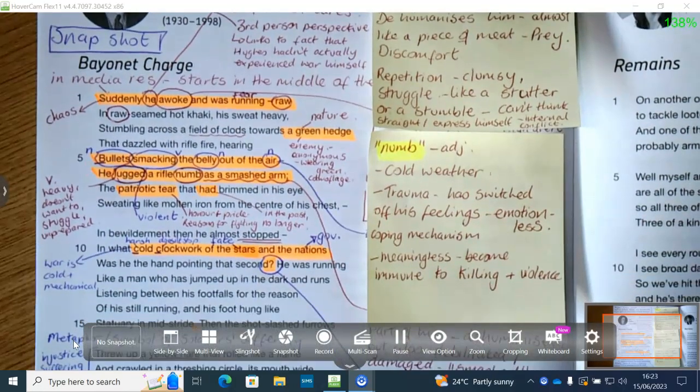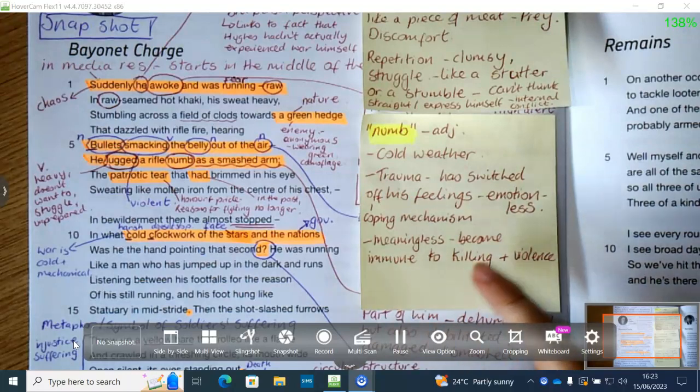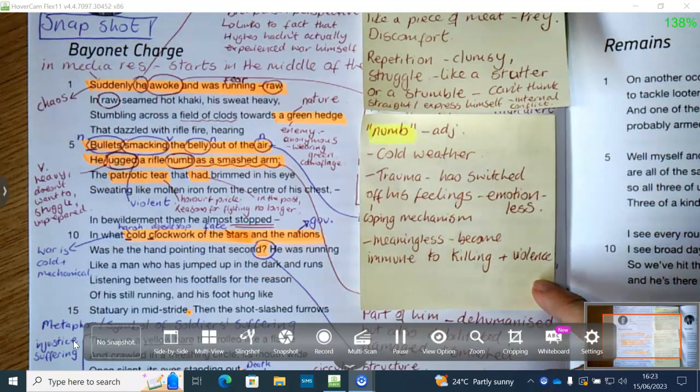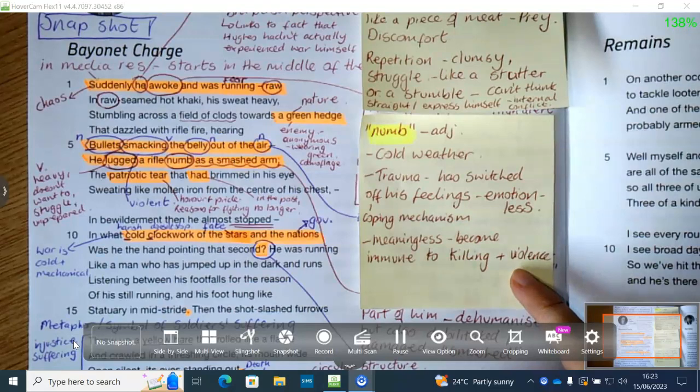But it could also mean that he's become numb, sort of immune to it, like empty of feeling, as if killing and violence has become really normal for him and he's become immune to the effect of it. Now we see this when we see him running past the hare. He notices it, but he doesn't stop because he's so used to seeing death all around him.